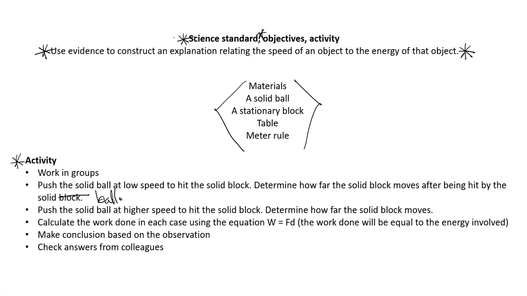Push the solid ball at higher speed. So this is the next activity. Push the solid ball at higher speed to hit the solid block. Determine how far the solid block moves. Calculate the work done in each case using the equation W equals Fd, that is force times distance. Make conclusions based on this observation. Check answers from your colleagues. So this is just a sample activity that my students are doing.